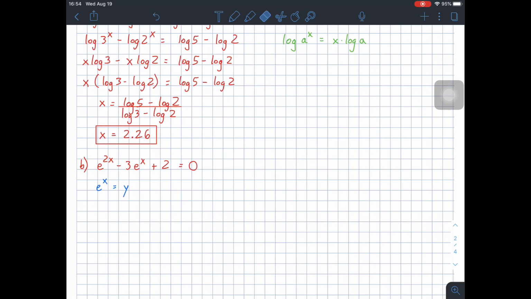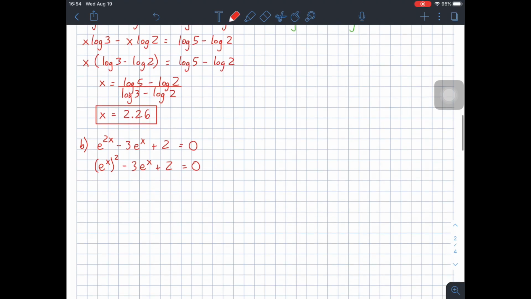And before actually doing that, I'm going to say that this is the same as saying e to the power of x, squared, minus 3 times e to the power of x, plus 2 is equal to 0. I can do this, right? Because the properties of exponents allow me to do that. If I have an exponent to the power of another exponent, I can join them by multiplying the exponents, which is what we had in the original exercise.